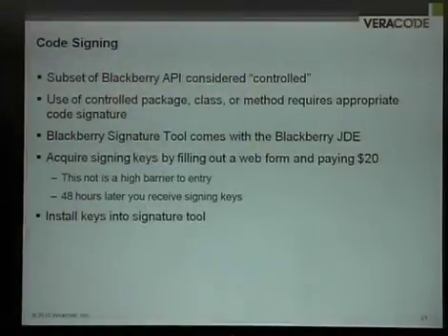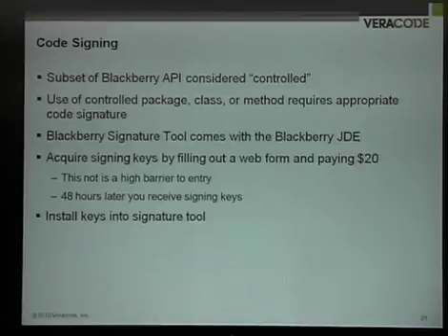So let's talk about some of the individual security mechanisms implemented by RIM for the BlackBerry devices. So, code signing. There's a subset of the BlackBerry API that's considered controlled. For some of the code to be executed and for some of these APIs to be called on the handheld, it has to be signed by a RIM signing key. Controlled APIs are split into three categories: runtime APIs, BlackBerry application APIs, and BlackBerry crypto APIs.